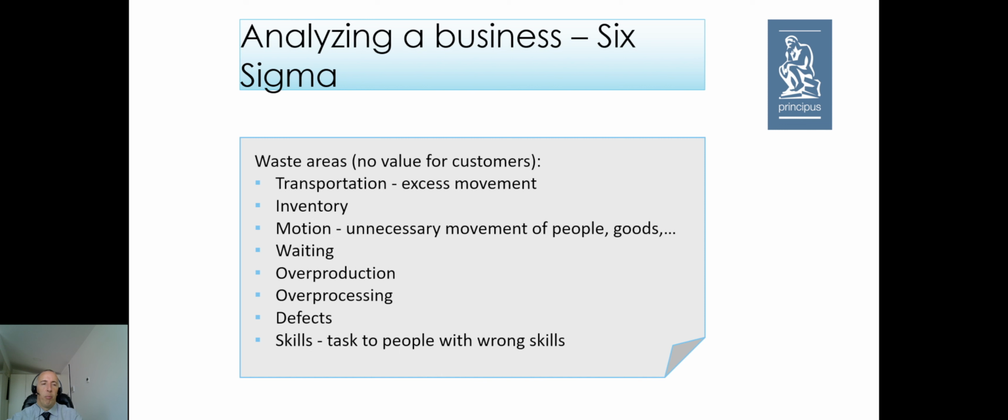Probably the most known model for improving productivity, especially in manufacturing, is Six Sigma. Six Sigma model is based on reduction of waste, which by consequence leads to improved productivity that manifests itself as better output on the same input, or the same output with reduced input. Waste reduction can be achieved in these areas: in transportation, if we remove the excess of movement; in inventory; in motion, where we eliminate unnecessary movement of people or goods or anything else; if we reduce the waiting; if we reduce the overproduction; if we reduce the overprocessing; if we reduce the defects; and if we make sure that the tasks that are assigned to people are assigned to the people with right skills.